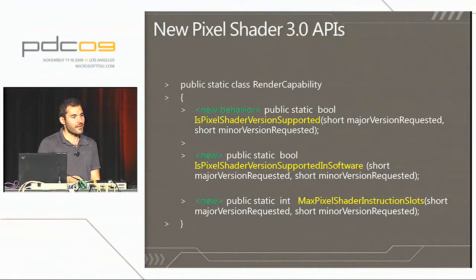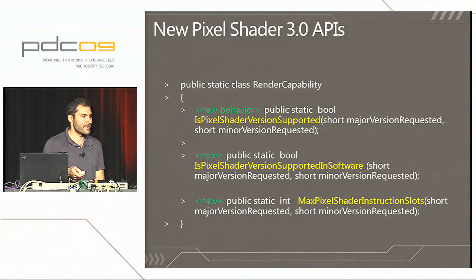So the APIs we've added are all pretty basic. You can query on the first one whether or not the Pixel Shader version is supported. You just give it a 3 and a 0, and it'll tell you whether or not PS3.0 is supported. We have a separate API to determine whether or not shader fallback is supported in software.